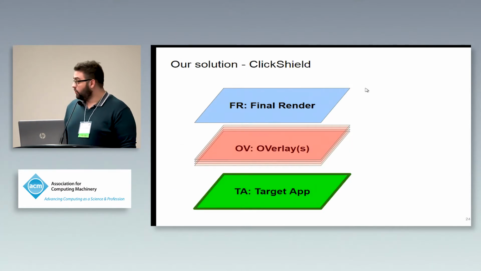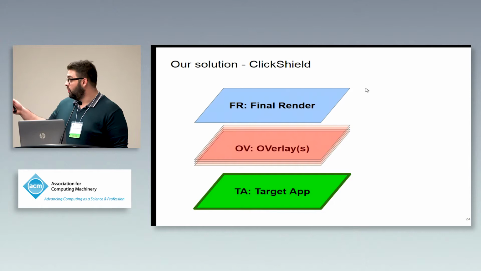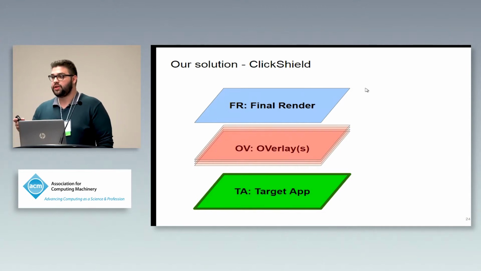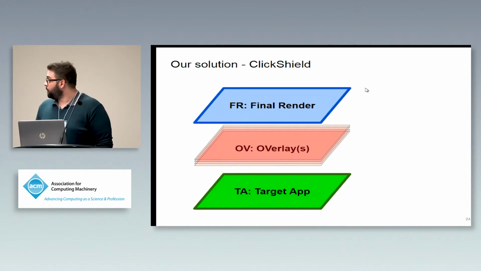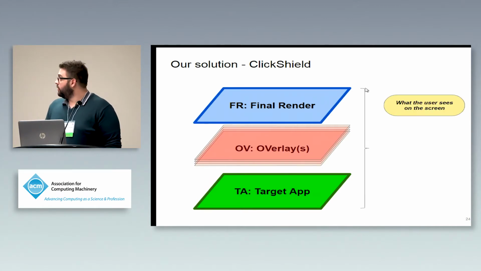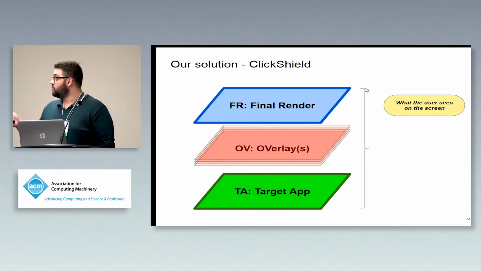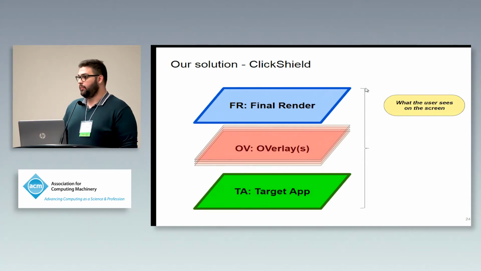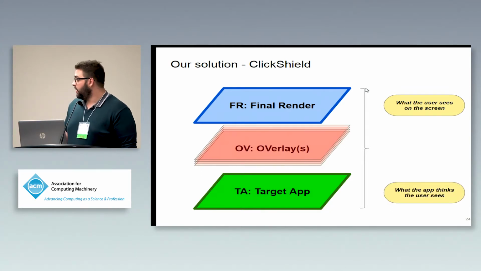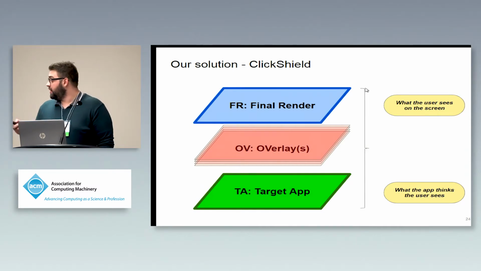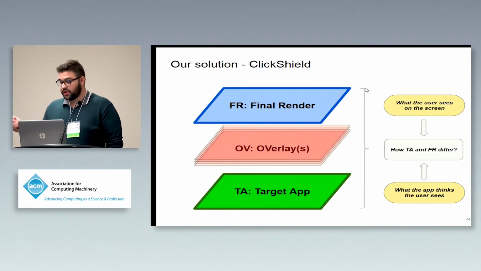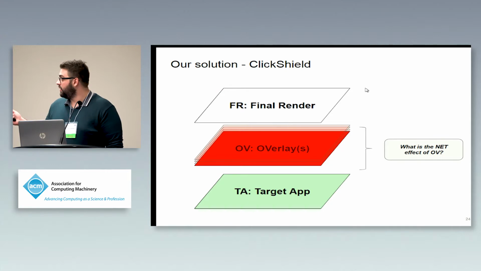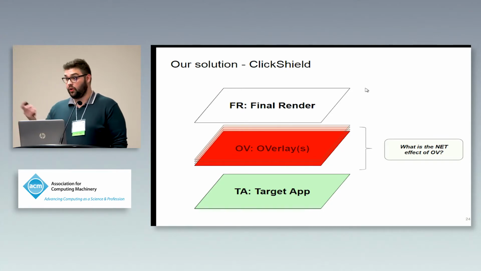Our system takes as input the cropped version of the target app, since we saw that widgets drawn at the margin are not problematic, and also the final render. Basically, the final render shows us what the user sees when he's interacting with the application, and the target app input shows us what the app thinks the user is seeing. Then we check if those two elements differ. If they differ, we need to focus our attention and try to understand what is the net effect of all of these overlays.